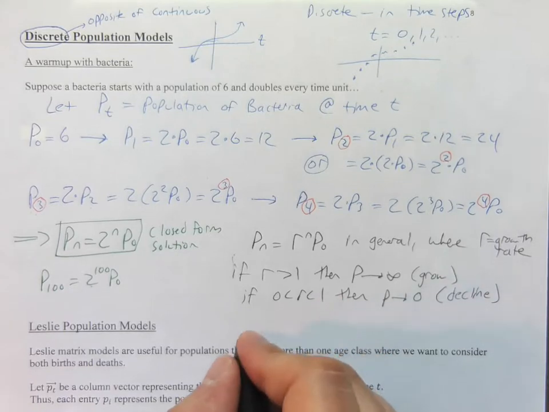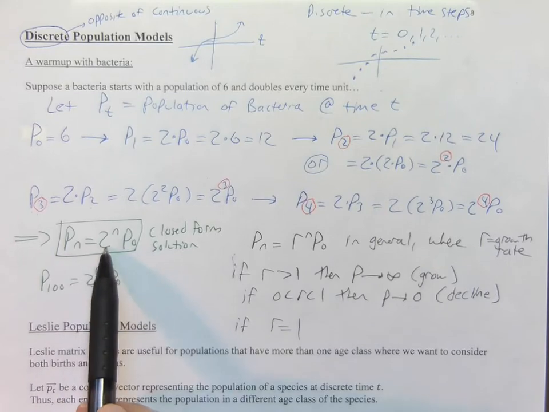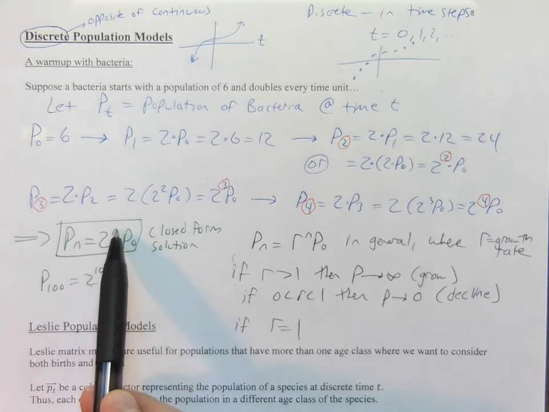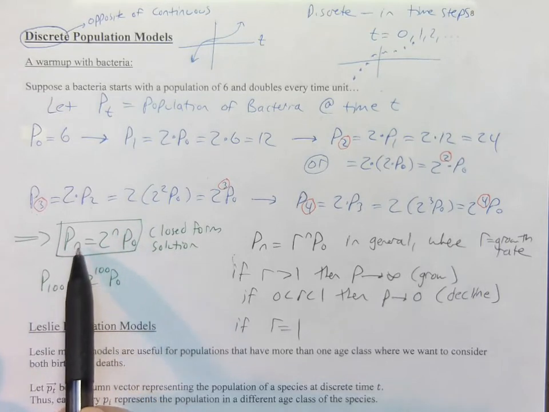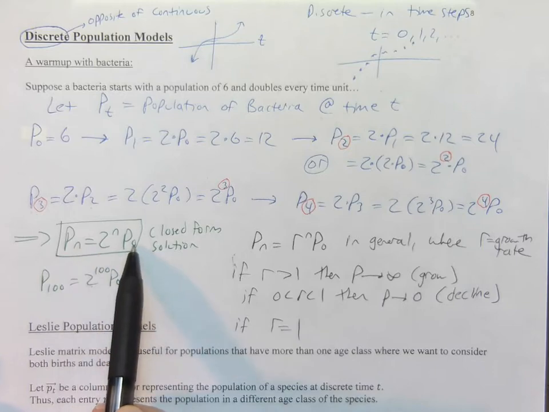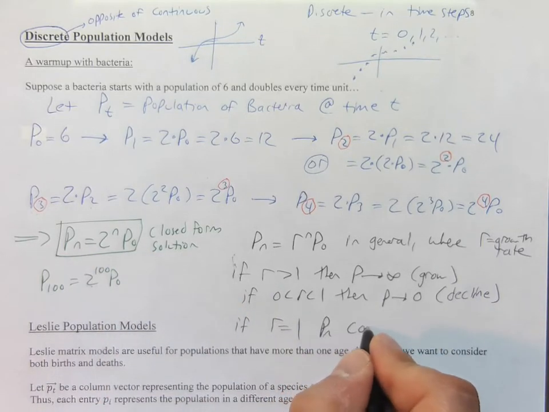What happens if r is 1? If the growth rate is just 1? Instead of a 2, this is 1 to the n, and 1 to the n is just 1, so you just get P_n equals P0. In other words, all time steps stay the same. And so if r equals 1, then P_n is constant.